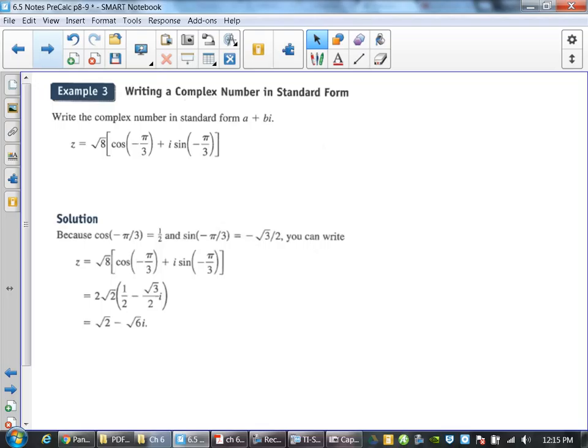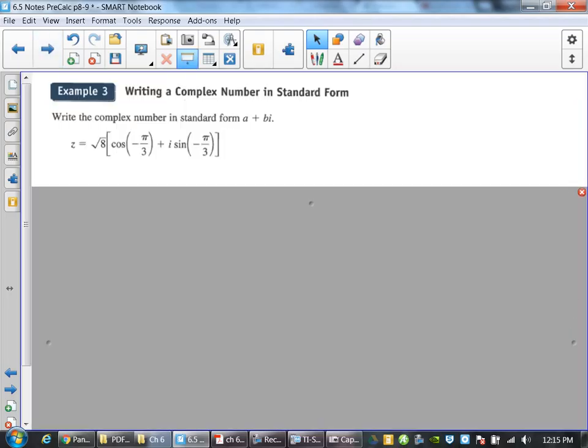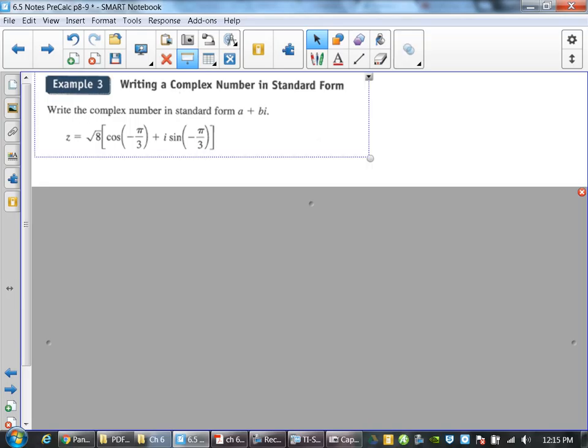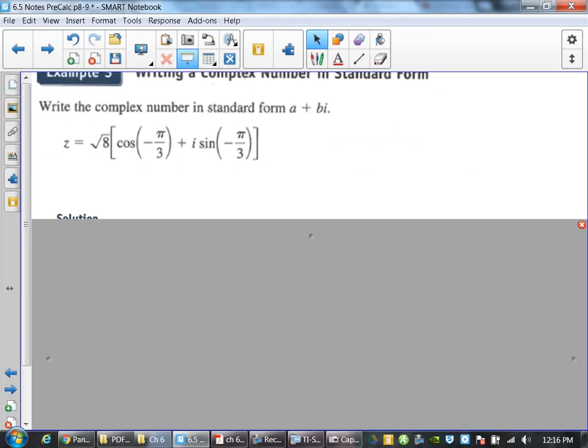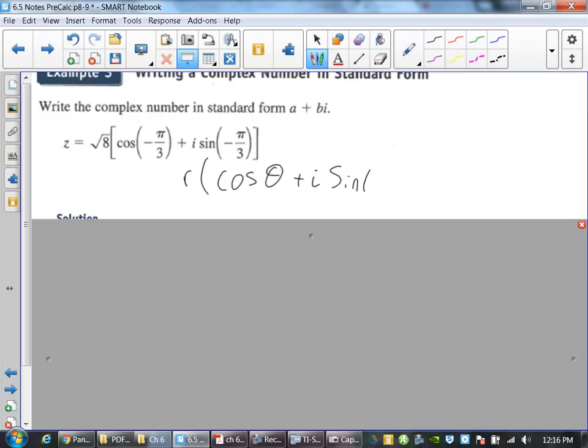So what we want to do today is we're going to work on writing this backwards, starting with the complex form and then writing it in the standard form. So we're going to start with the complex form, where it was r cosine theta plus i sine theta. And we're going to make it look like a plus bi.